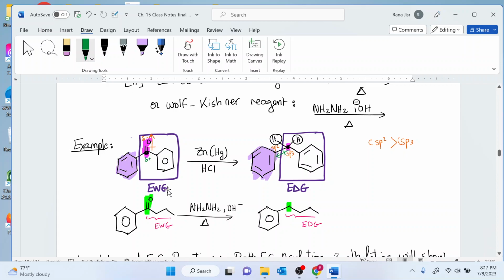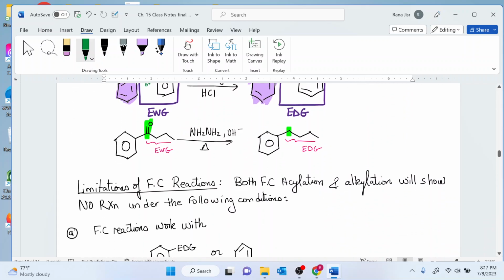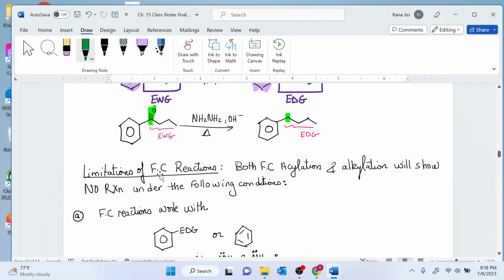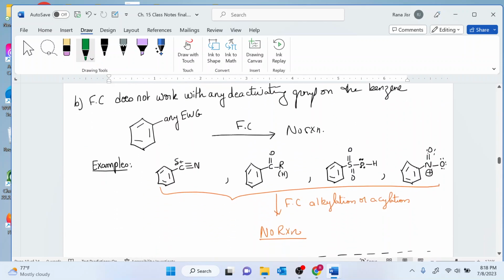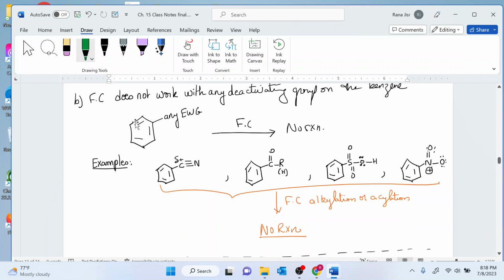So with these reactions, I can simply change the identity of the group that is connected to the benzene from an electron withdrawing group to an electron donating group by doing a simple reduction reaction. Friedel-Crafts has limitations, meaning that the reaction stops whenever you have these conditions. If you have a benzene and on the benzene you have any electron withdrawing group, then there will be no Friedel-Crafts alkylation, no Friedel-Crafts acylation.